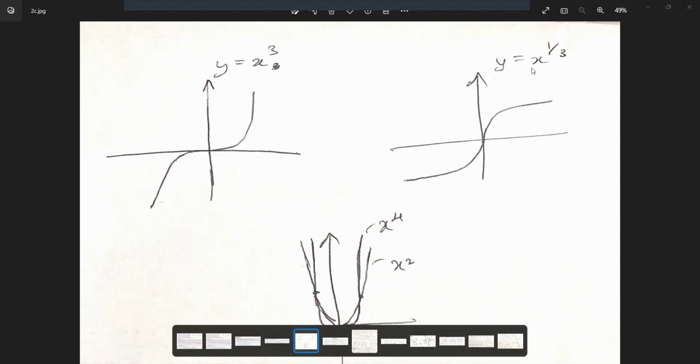When we take the inverse function of this, which is cube root of x, this function basically is reflected about the line y equal to x.